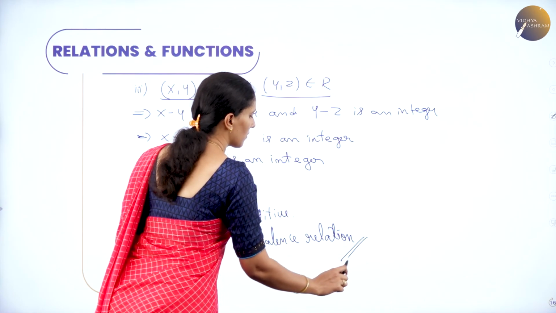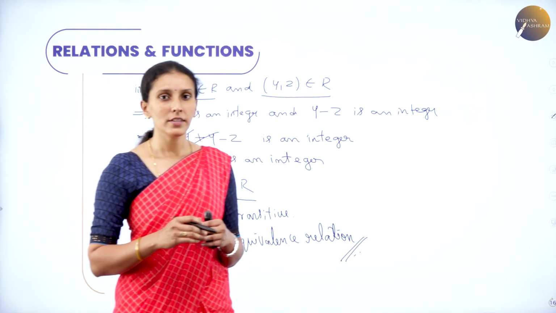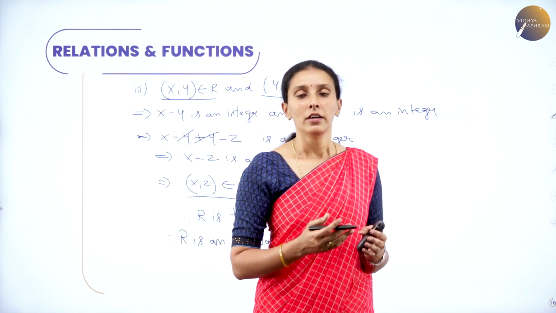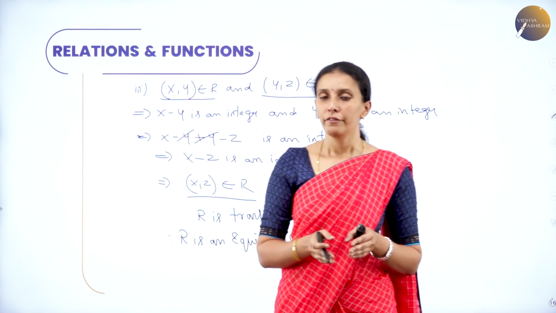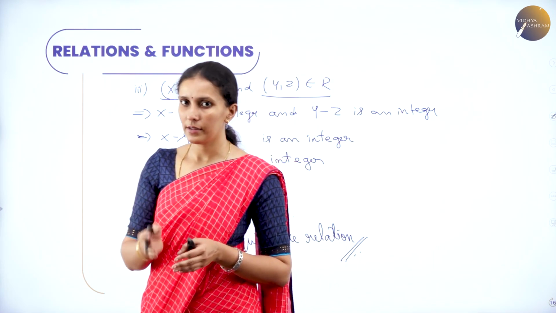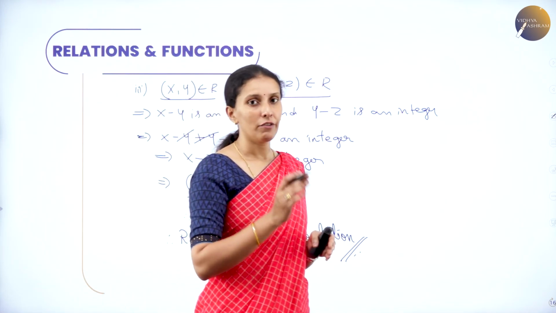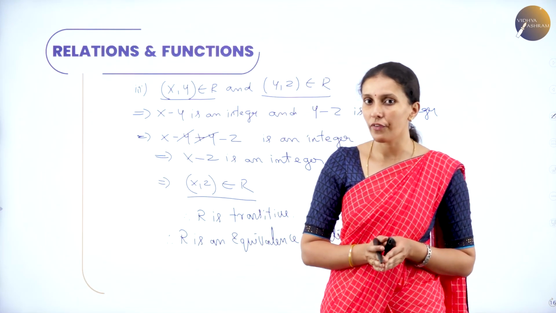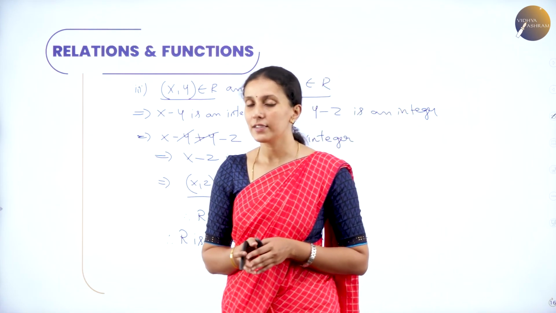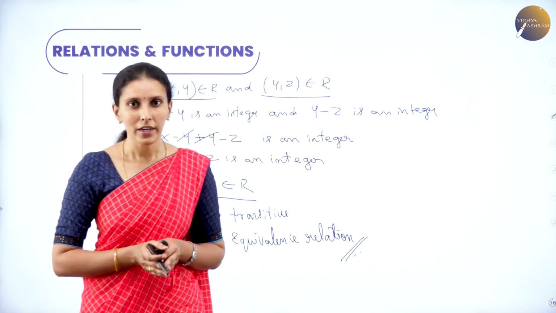So this is how we verify the types of relation, that is whether R is reflexive, symmetric or transitive, based on the given condition. If all the three conditions are satisfied, it is called an equivalence relation. Otherwise, it is not an equivalence relation. So, I hope you understood the types of relation clearly.